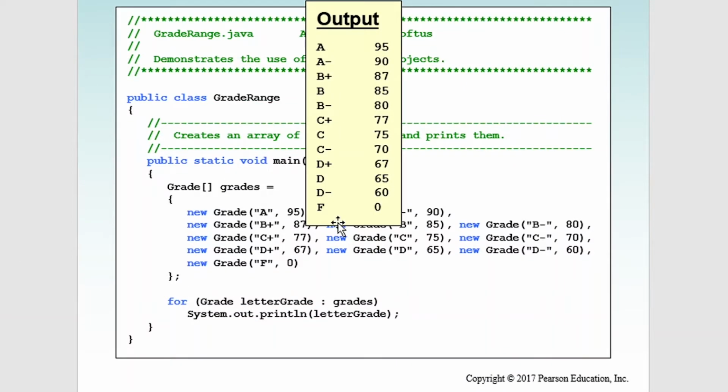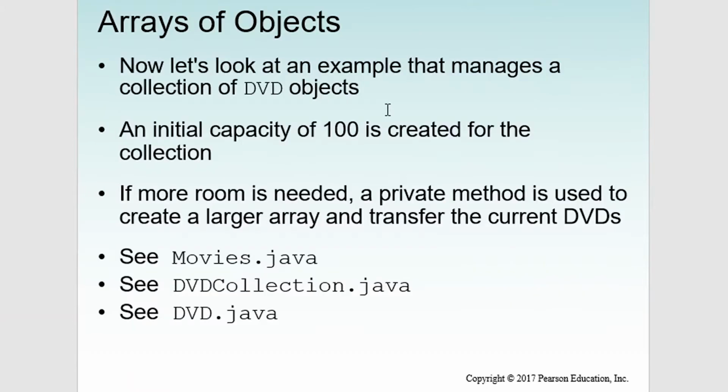Now the reason why I wanted to use an enumeration is because wherever they use this grade, these are all the possible values. There'll never be anything else. So to me, this should be a list of constant objects, which would have been easier just to use an enumeration to do it. Now let's look at an example that manages a collection of DVD objects.